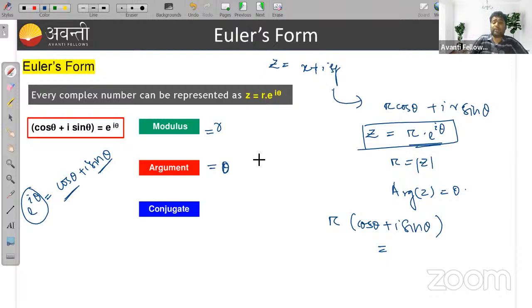Then what is the conjugate of this complex number? What is the conjugate? The conjugate will be r into e to the power minus i theta. So r into e to the power minus i theta will be the conjugate of z, where z is equal to r into e to the power i theta. Clear, everyone? If z is equal to this, then z bar will be this. Remember, this is the Euler's form of the complex number.